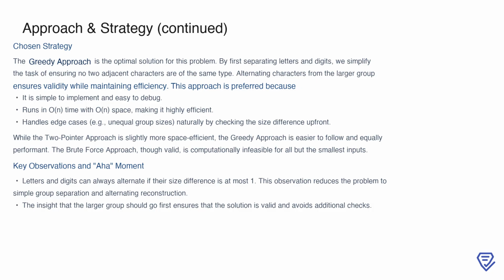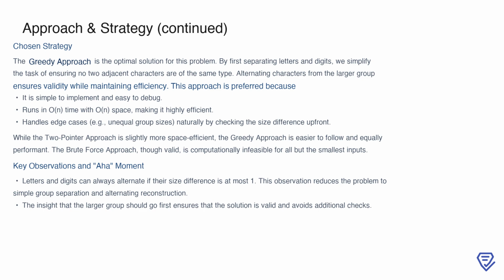By separating the string into letters and digits, we simplify the task of ensuring no two adjacent characters are of the same type. Alternating characters from the larger group first guarantees a valid result while maintaining efficiency. This method is preferred because it is both simple to implement and easy to debug.